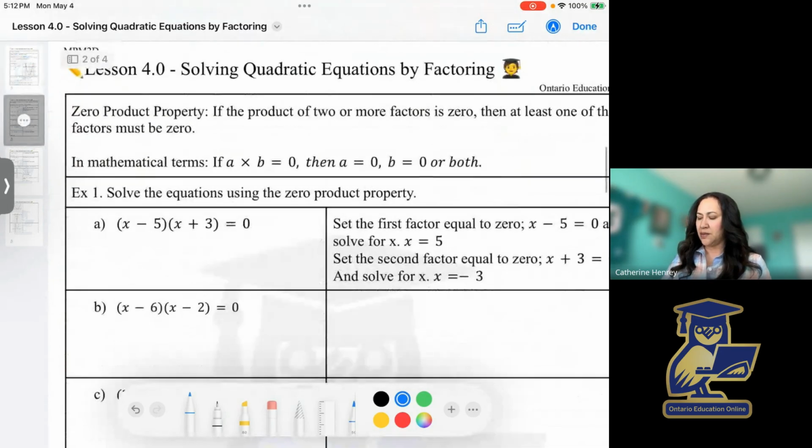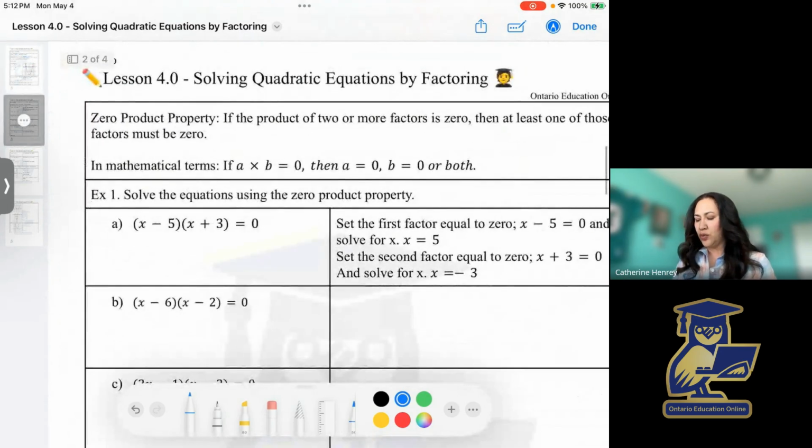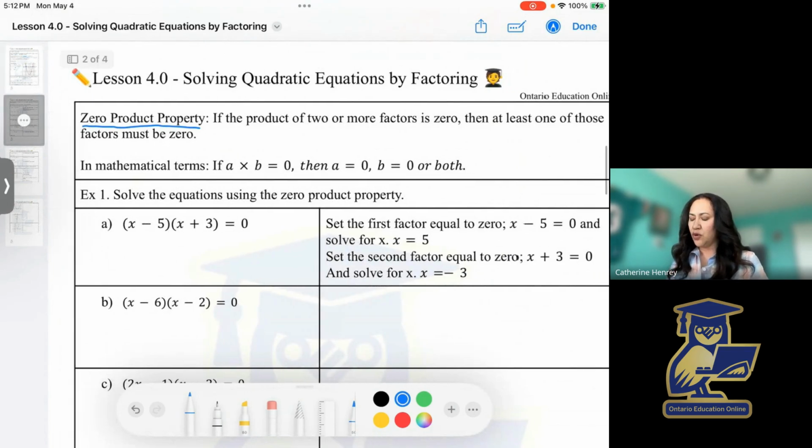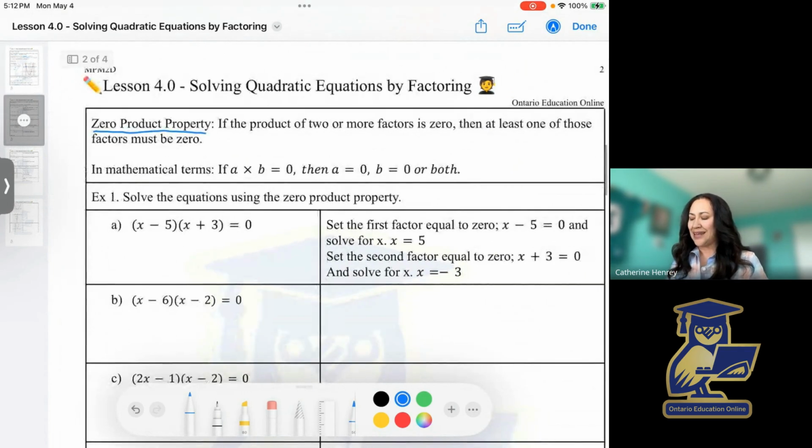This brings us to something called the zero product property. So if the product of two or more factors is 0, then at least one of those factors must be 0. So in mathematical terms, if a times b equals 0, then either a has to equal 0, or b has to equal 0, or they're both equal to 0.